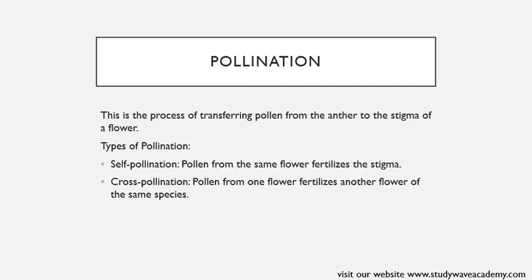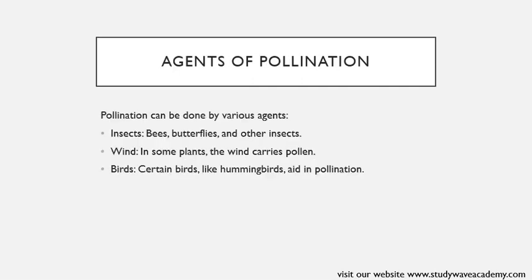So both types of pollination are important for plants to reproduce and grow. Okay? They are agents of pollination. Agents of pollination are like nature's helpers that move pollen from one flower to another.